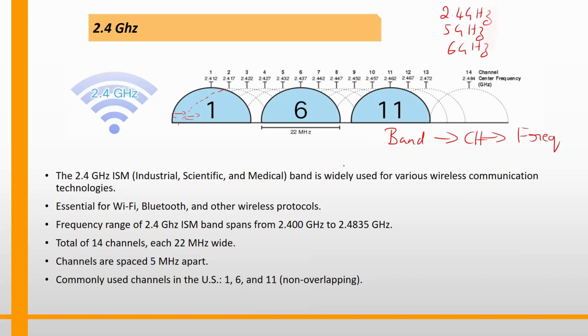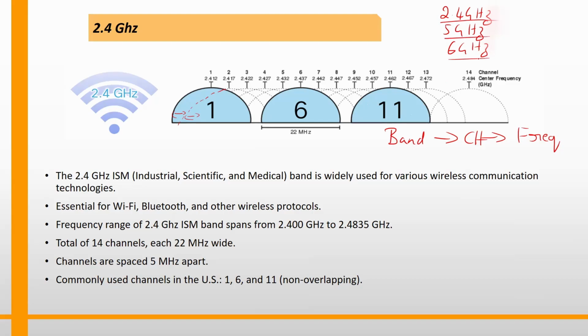Okay. So why 2.4, 5, and 6? Only three bands? We know that when we talk about hertz, it is frequency, right? Gigahertz. How many hertz is nothing but cycles per second, right? So gigahertz, 2.4 billion cycles per second. Just imagine the amount of information we can send in that particular 1 second.